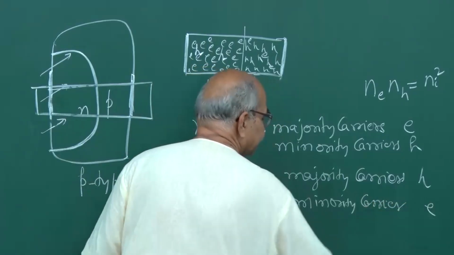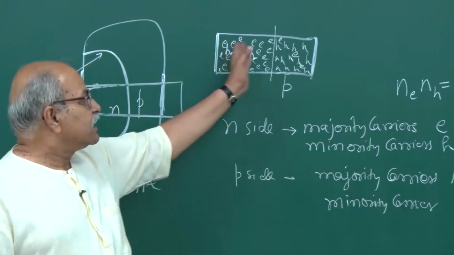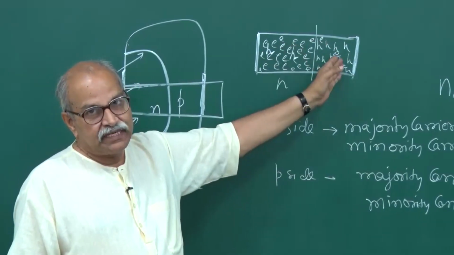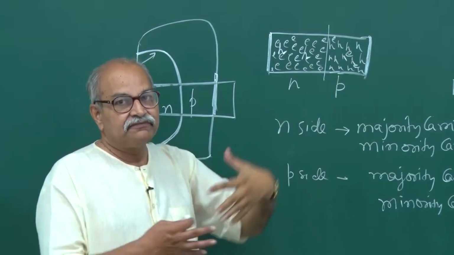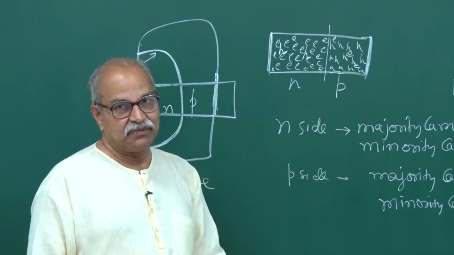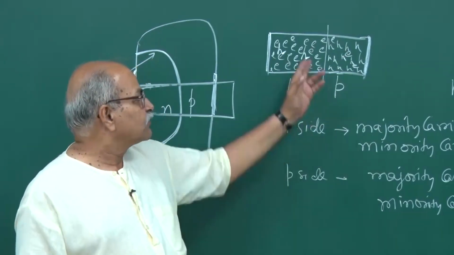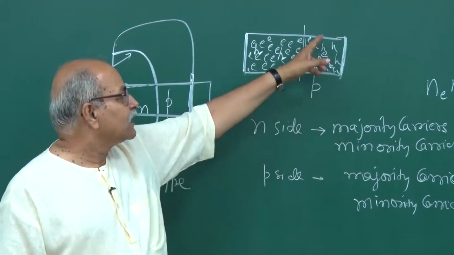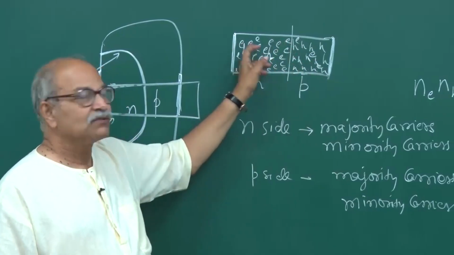Now, since this is that same crystal on which you have put these impurities, all kinds of movements are possible. Electrons can go from this atom to this atom to this atom to this atom to this atom. The holes can also go from here to here to here to here.